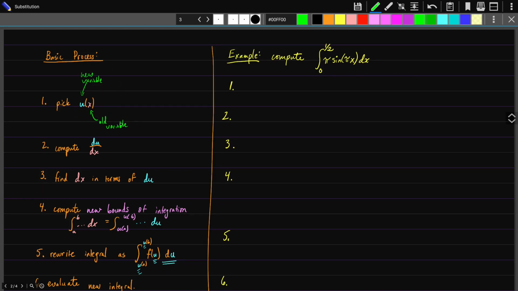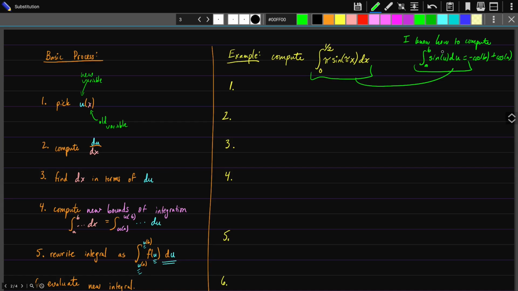So the first step of this process is to pick u, and we're going to pick u to be some function of x such that this integral gets easier to compute when we plug in u instead of x. So the basic idea here is that I know how to compute the integral of sine of x dx. I've done it before. So similarly, I know how to compute the integral of sine of u du. It's just minus cosine of b minus cosine of a by the fundamental theorem of calculus, where a and b are our bounds of integration. So I want to make this integral look like this integral, and I'm going to pick u accordingly.